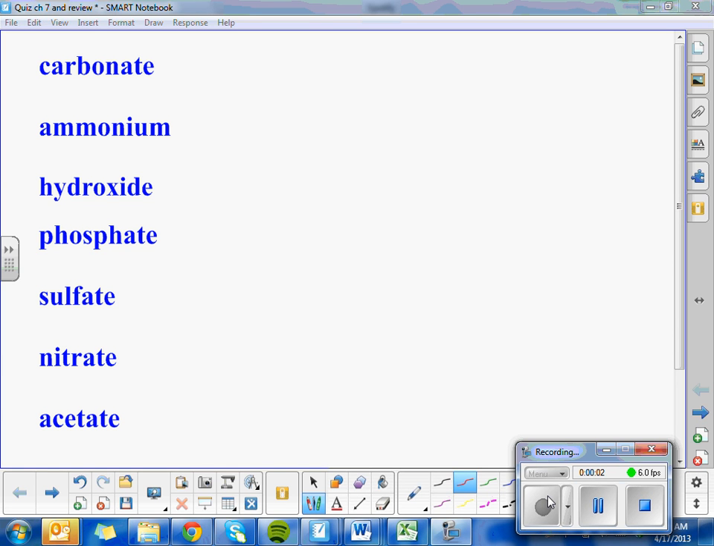The first thing we're going to look at today is the review of the polyatomic ions. You're going to have to write these from memory for your test. So it'll be listed like this. I will give you the names. You'll have to write the formulas and the oxidation numbers.